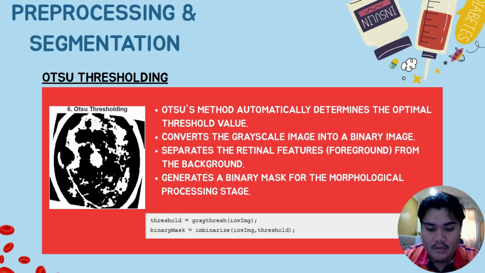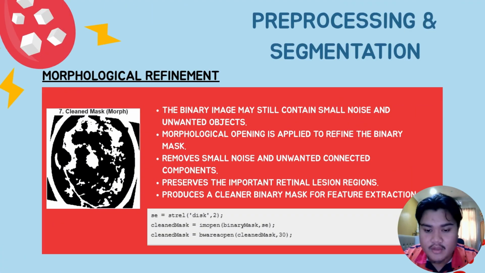The next process is Otsu thresholding. Otsu thresholding automatically determines the optimal threshold value. It converts the grayscale image into a binary image, and then separates the retinal features from the background. Going to the next process, which is morphological refinement. Morphological refinement removes small noise and unwanted connected objects. In this process, it refines and cleans the binary mask, and it also preserves the important retinal lesion regions.